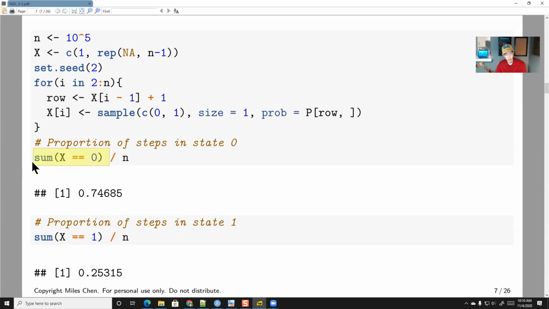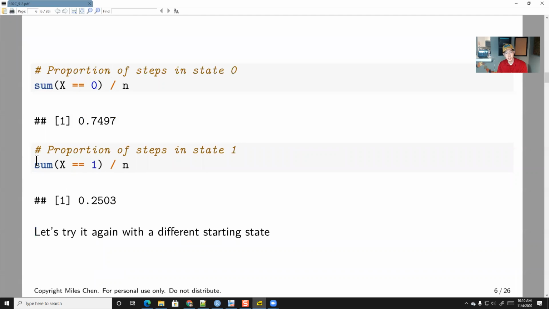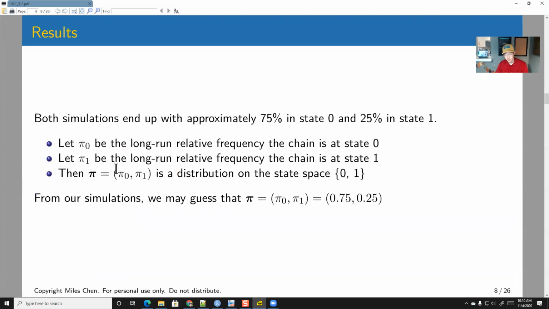The proportion that's in state 0 and the proportion that's in state 1. Based on our simulations, we might guess that it should be 0.75 and 0.25. But mathematically, how can we arrive at some value like that? We're going to call pi sub 0 the long run relative frequency that the chain is in state 0, and pi sub 1 the long run relative frequency that the chain is at state 1.